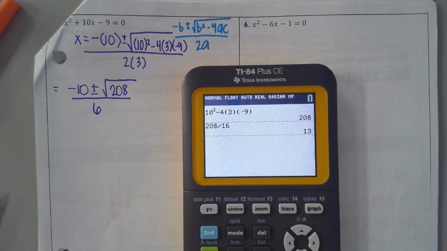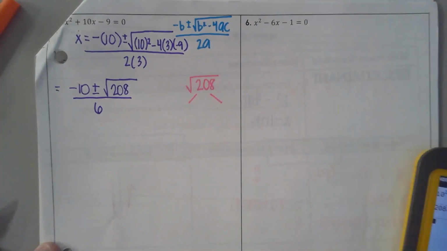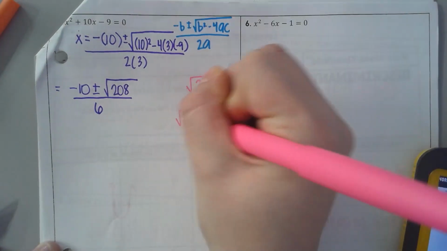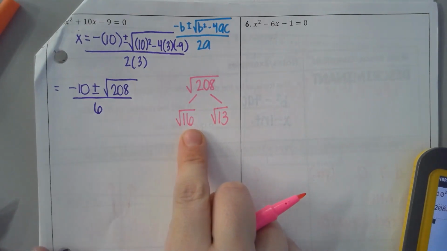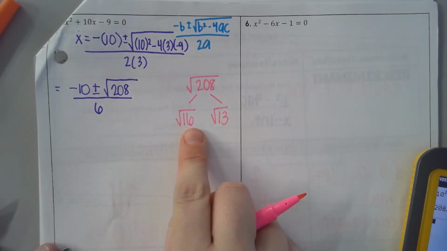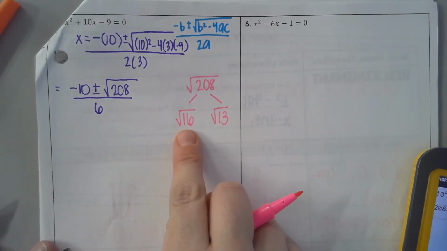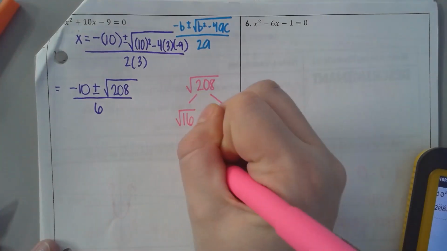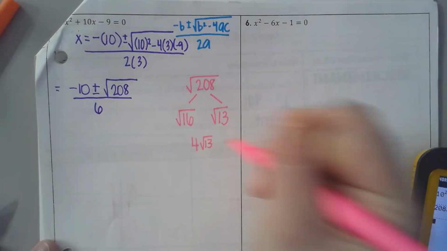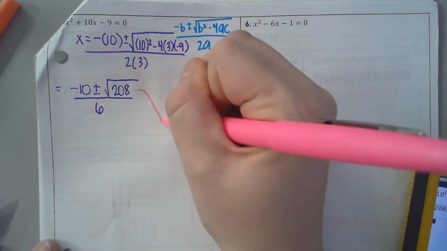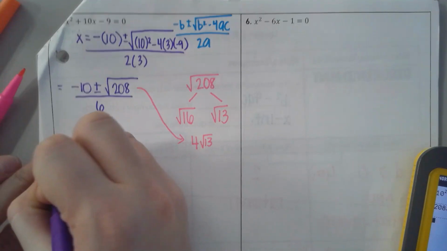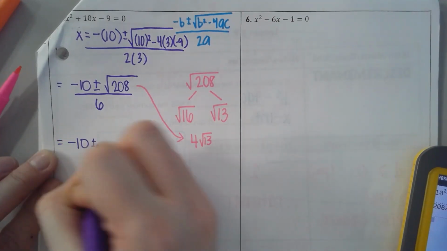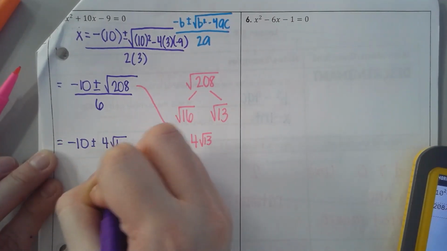And the largest one is actually 16. 16 times 13 gives me 208. And what do we know that the square root of 16 is? 4. So I can replace the square root of 208 with 4 square root of 13.